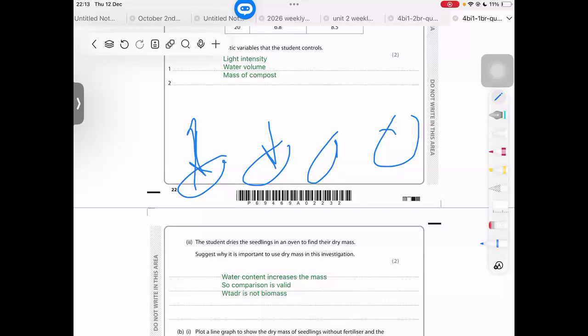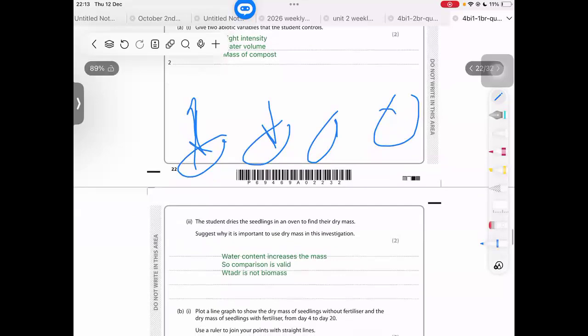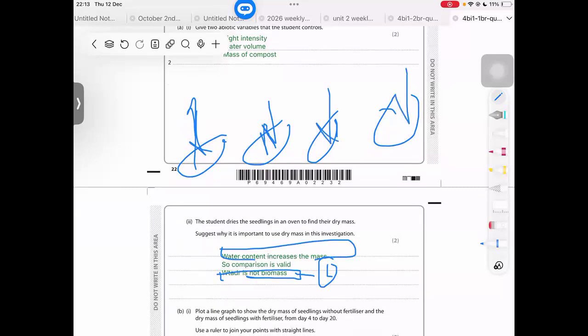Therefore, you must mention that water is not biomass. Dry mass is the true biomass. If you have mentioned this point, you get 1 mark. And also water content. When there is water, it increases the mass. So if you have given this idea that different seeds will have different water content, that some seeds will have more water than the others, you can get 1 mark for that. And also if you have mentioned that water content increases the mass, there also you get 1 mark, right?